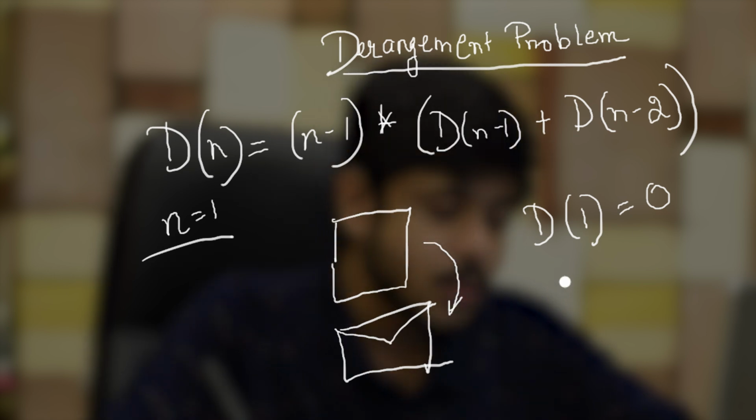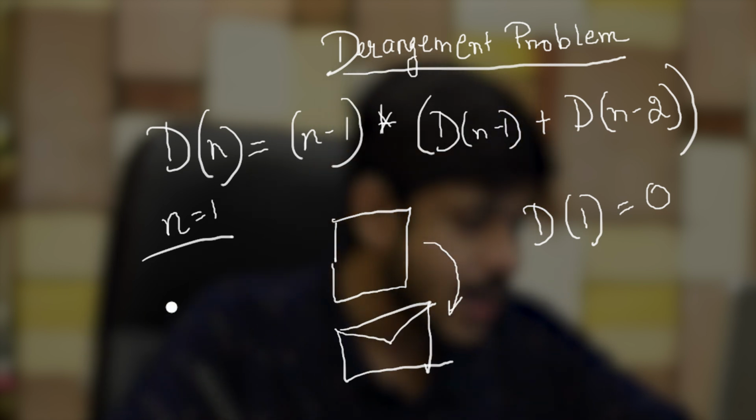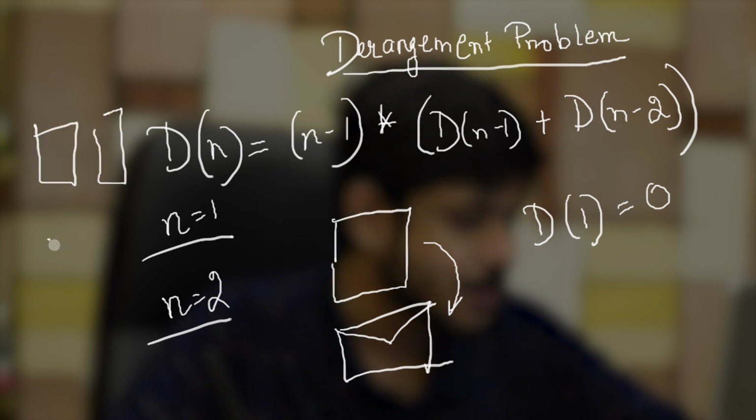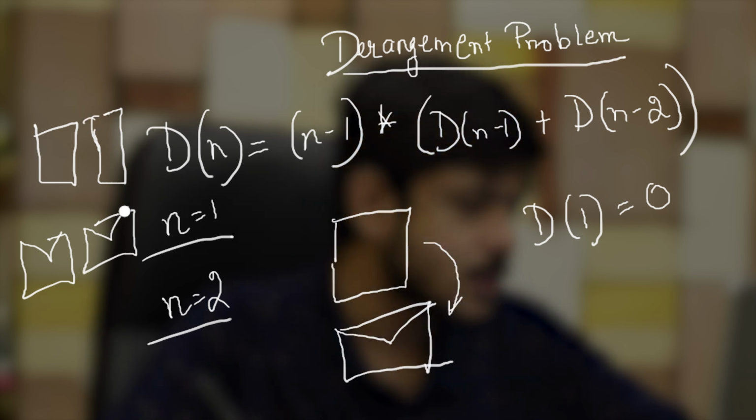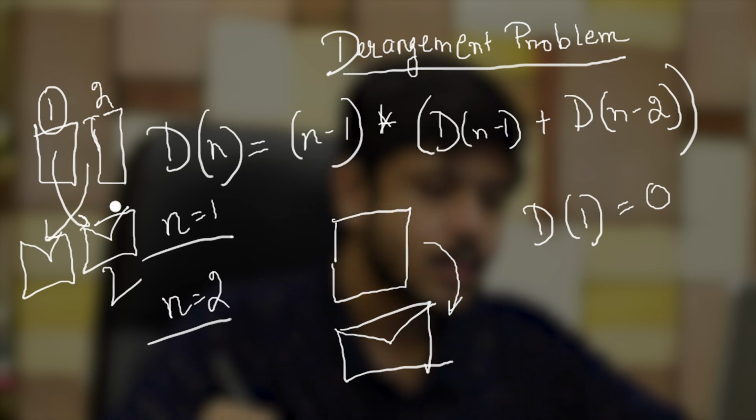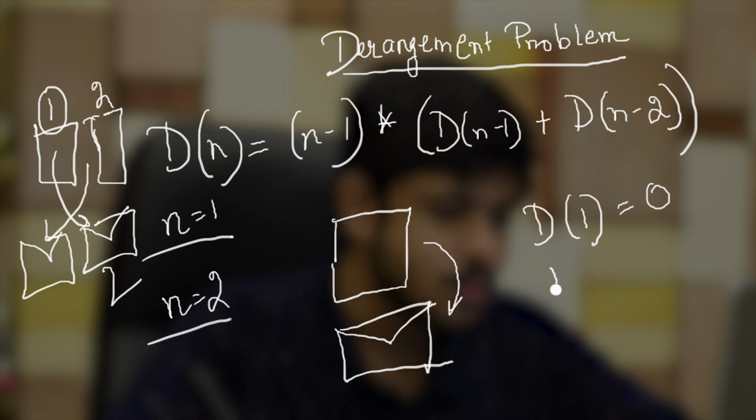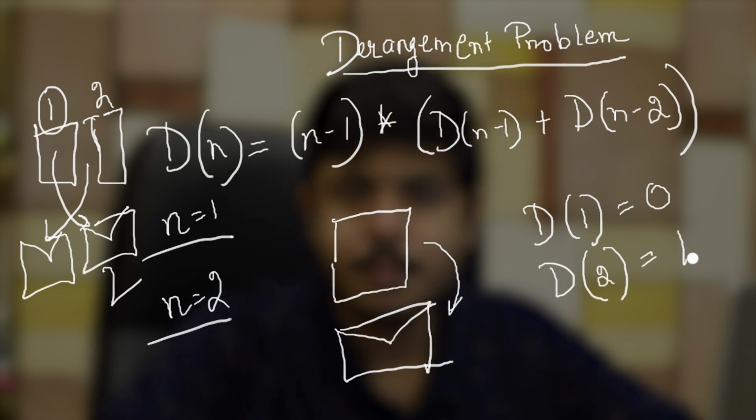Now, the next value that we'd be interested in is definitely D2. n equal to 2 would correspond to a case of 2 letters and 2 envelopes. A very rough diagram for us to refer: 2 letters and 2 envelopes. The only correct derangement for this would be letter 1 going into envelope 2, and letter 2 going into envelope 1. So definitely we will have D2 as 1. These two would be our base cases.